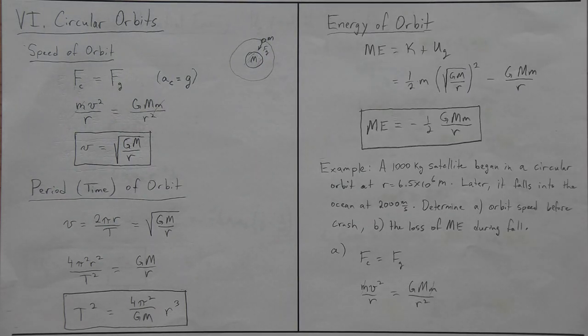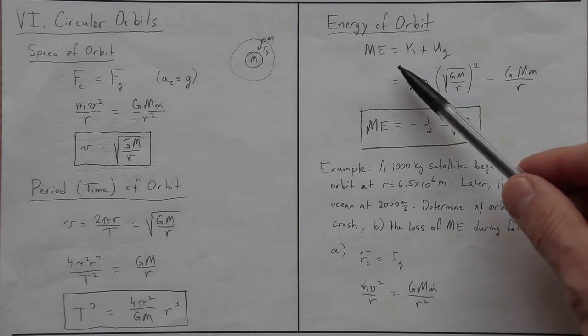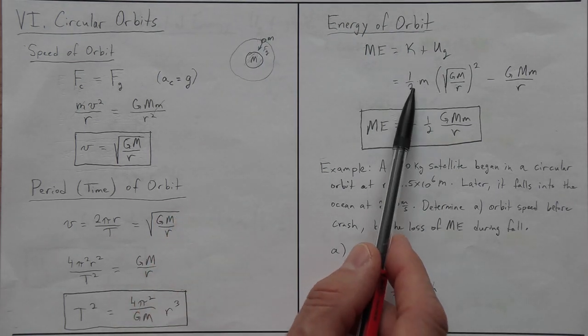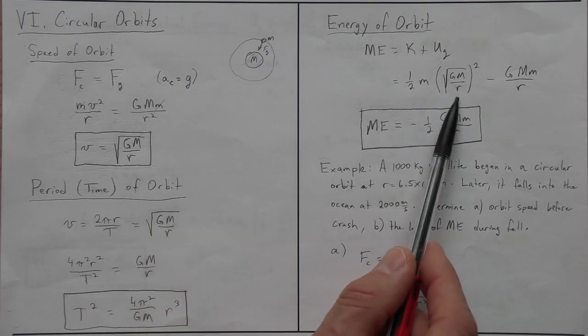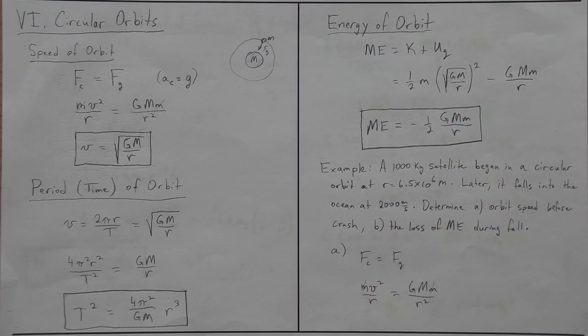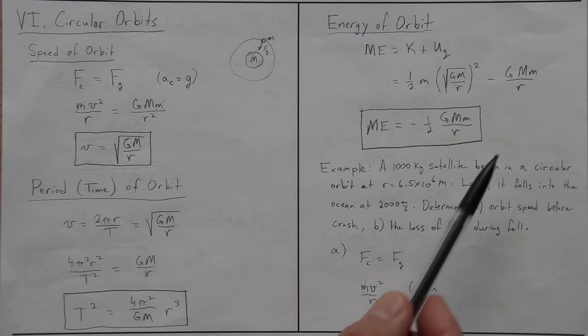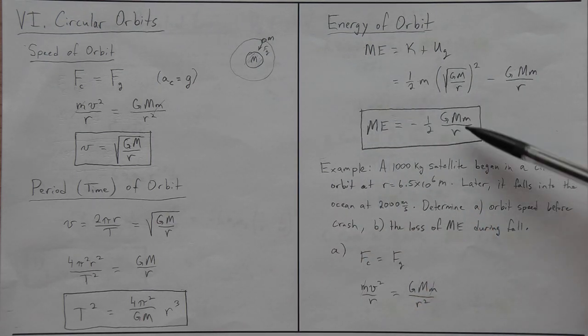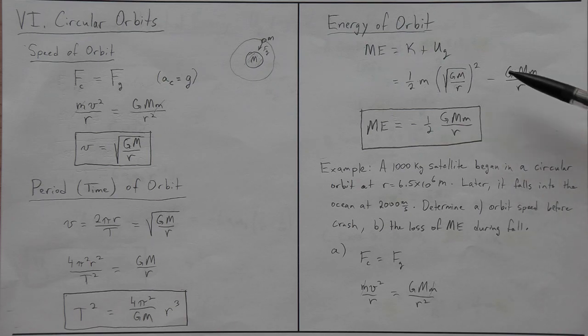Moving on, the energy of an orbit. We have kinetic and gravitational energy when we're orbiting up here. The kinetic is 1/2 mv squared, we take this, plug it in, and then gravitational potential energy is GMm over r. And we simplify carefully, and we get to here. Again, I left out some steps because we're looking at the highlights here.